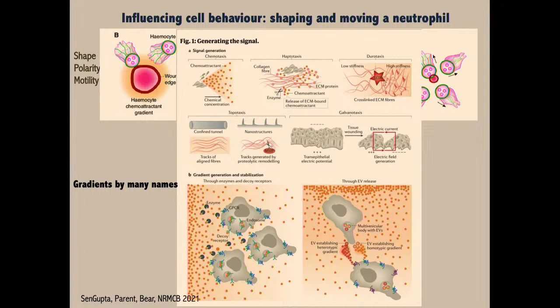You could have electric currents that are also attractive, and the signals could be made into steep gradients, even if the initial gradients were shallow, through other mechanisms that could involve receptors and enzymes that could convert a shallow gradient into a steep one, and so on.